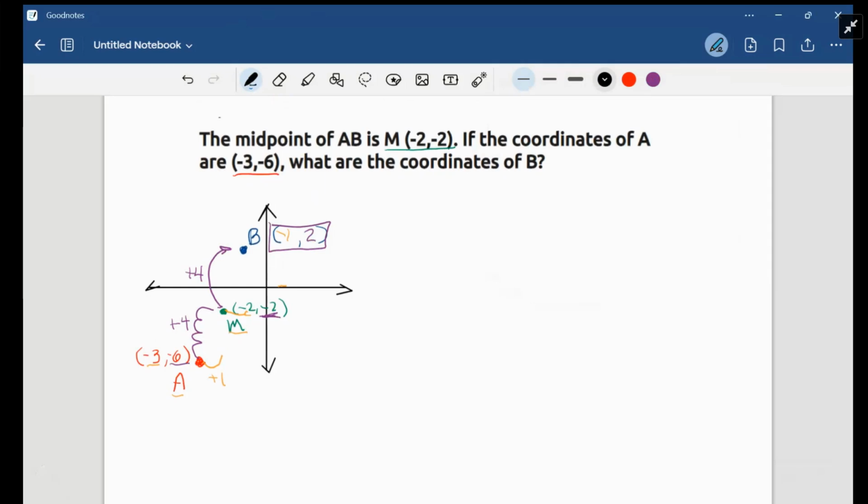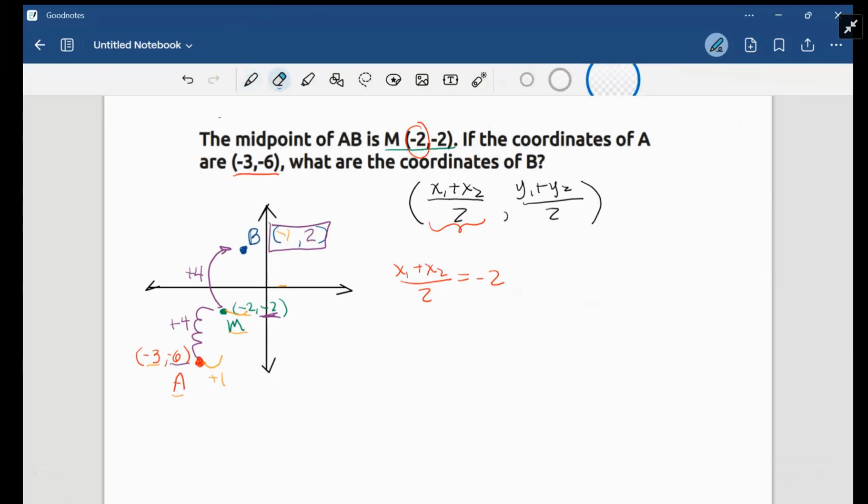Visually, we can also use the midpoint formula. So again, our midpoint formula takes the X values of both of our endpoints and divides by 2, and it also takes the Y values of both of those endpoints and divides by 2. Of course, we only know one of the endpoints. However, because we know the midpoint, I know that this X value of the midpoint is going to be equal to -2. So I can take that part of the formula and set it equal to our known midpoint value. And again, we only know one of the endpoints, so I can replace one of those X values with the one that we do know.